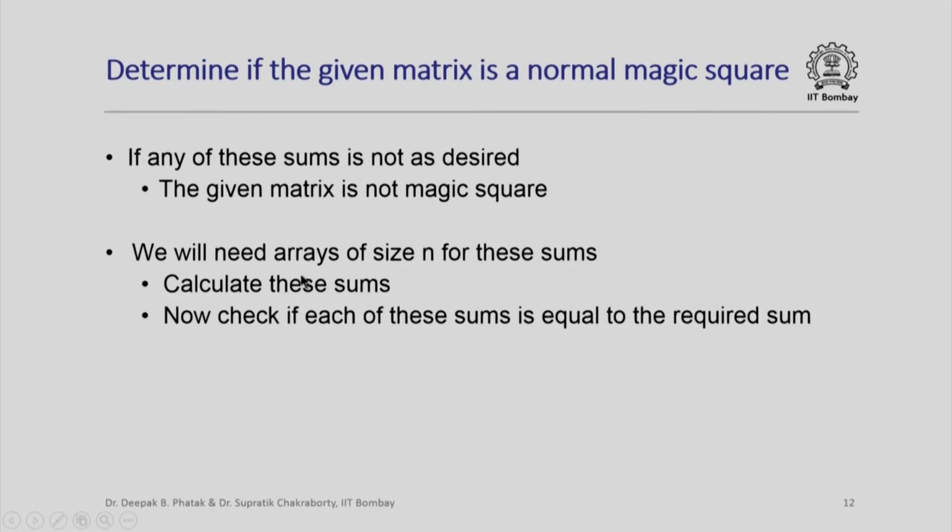We will need arrays of size n to store these sums. Observe that I have an n by n matrix. So, number of rows are also n. So, that means I will have a vector of n elements to store row sums and another array of n elements to store column sums. I will calculate these sums and check if these sums are equal to the required sum.